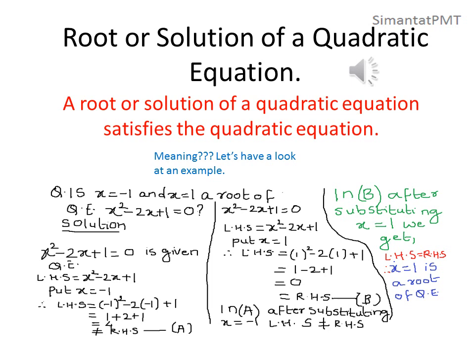Let's have a look at x equal to 1. In the equation, I substitute x equal to 1 in the left hand side. So after substitution we get 1 square minus 2 into 1 plus 1 equal to 1 minus 2 plus 1 equal to 0, which is equal to the right hand side. Therefore, we say x equal to 1 is a root of the given quadratic equation.